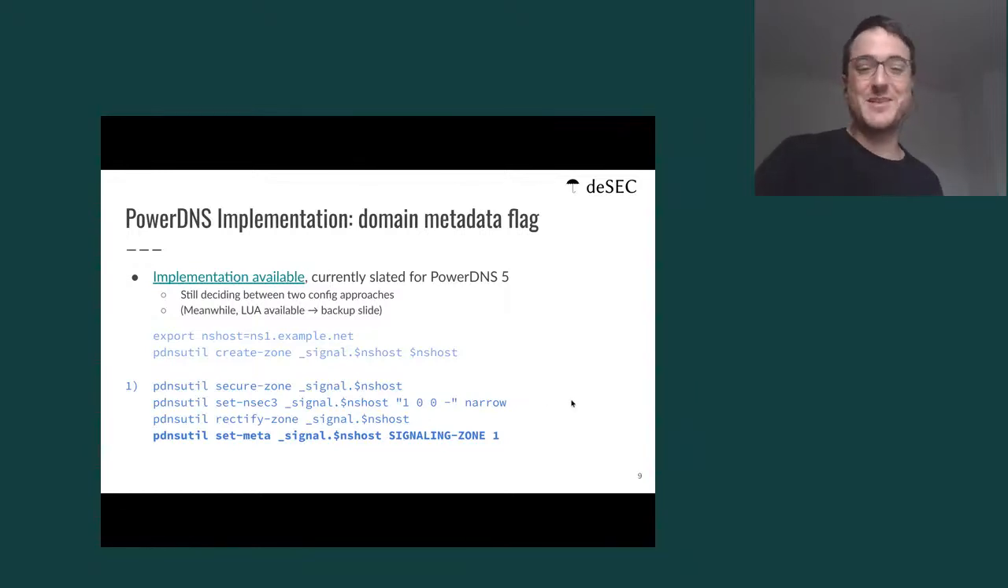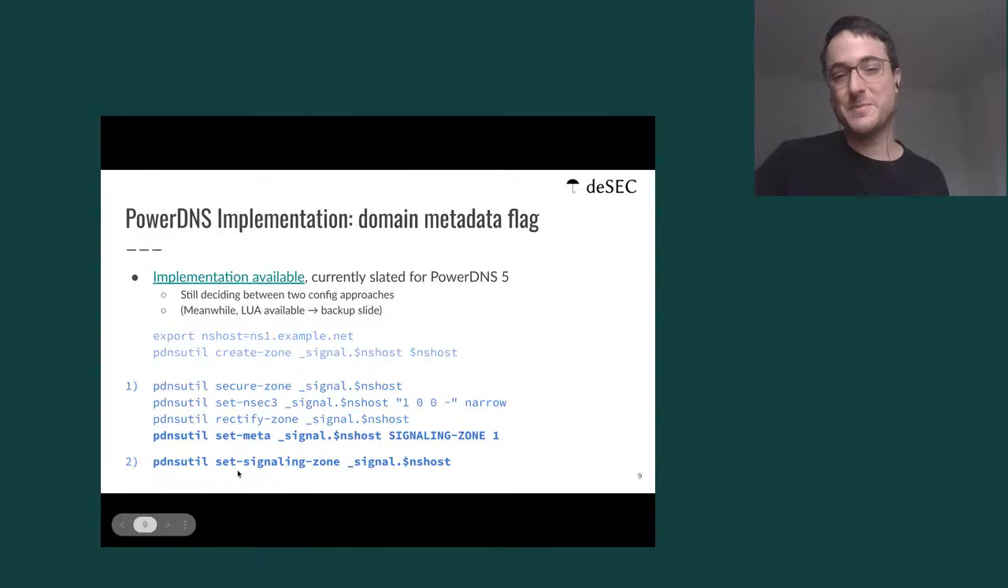So the second approach is essentially just encapsulating this in one command. So this will be decided later. And so this is how the PowerDNS implementation will work, either this or the other way. If you feel like experimenting, you can take the code from the pull request that's linked here.